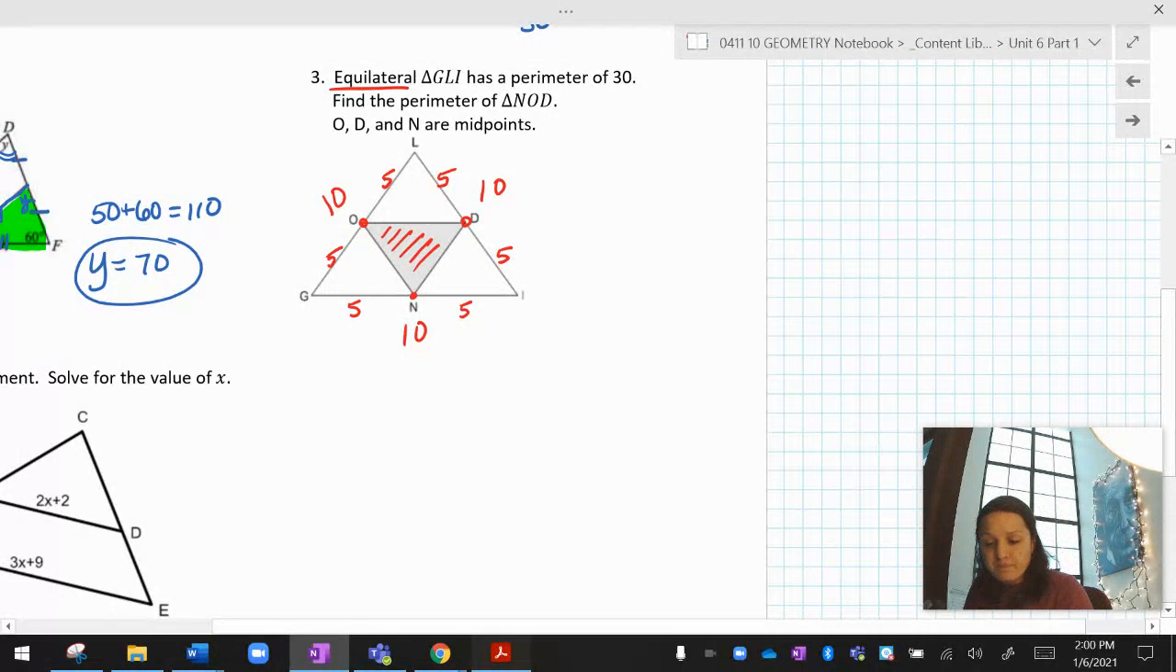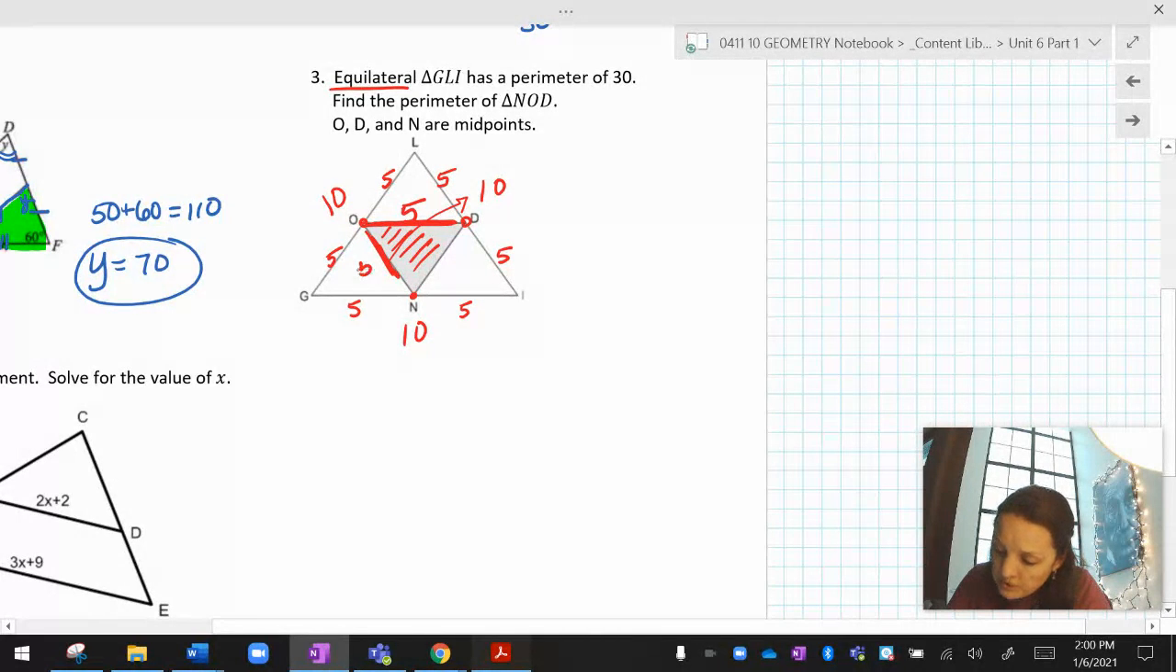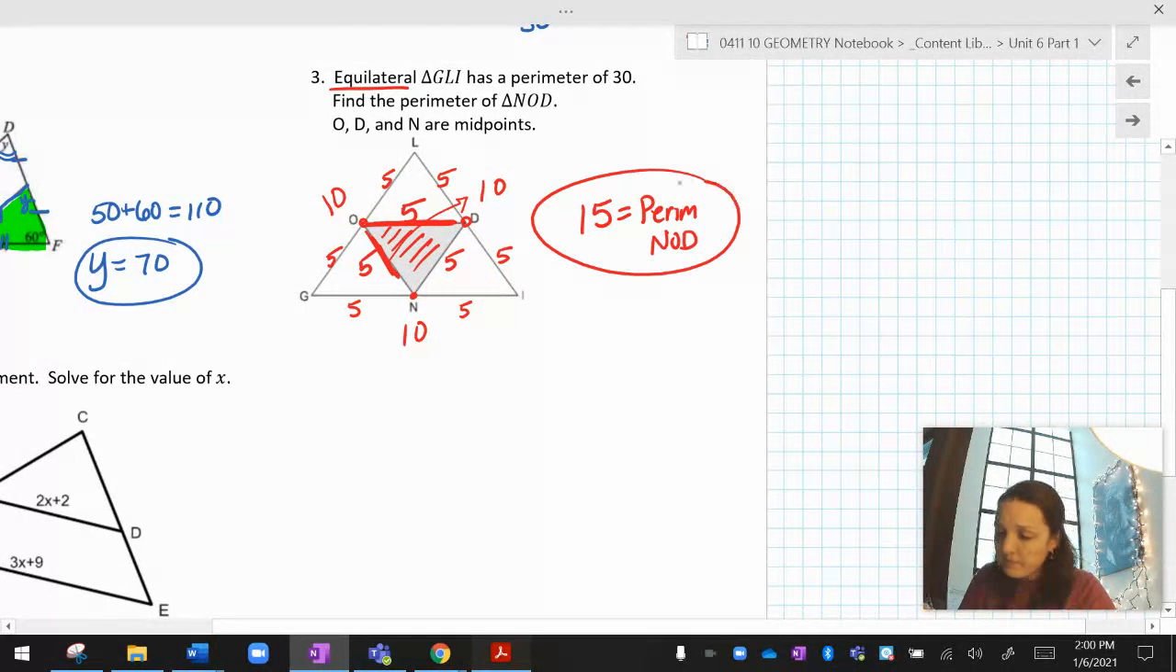That's cool. And if those are midpoints, this would be half of the entire bottom. Well, the bottom's 10. Half the bottom's 5. Bing! You know what else? This would be half of what it's across from, which is another 5, and another 5 here. So the perimeter of NOD is 15. Ta-da!